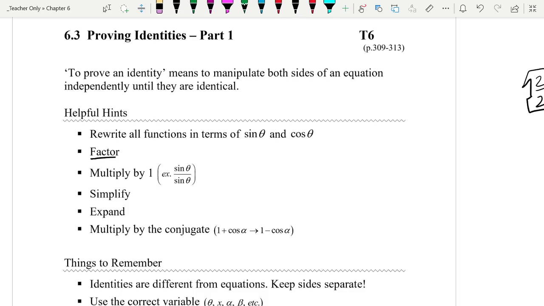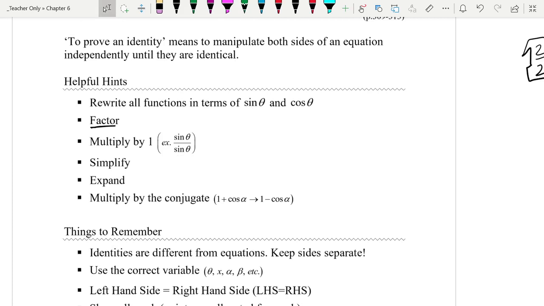Simplifying using your basic algebra skills. Expanding, like for example, you have something in a bracket squared.